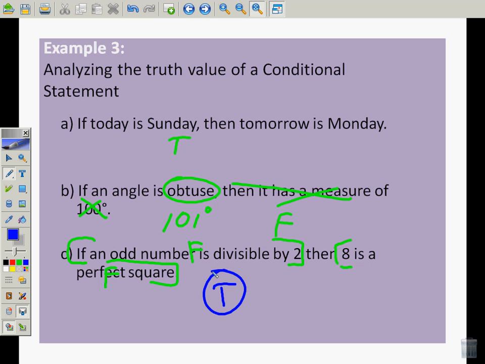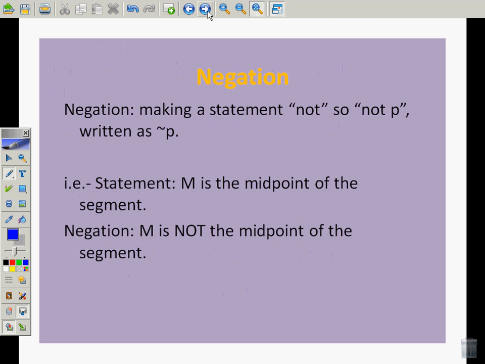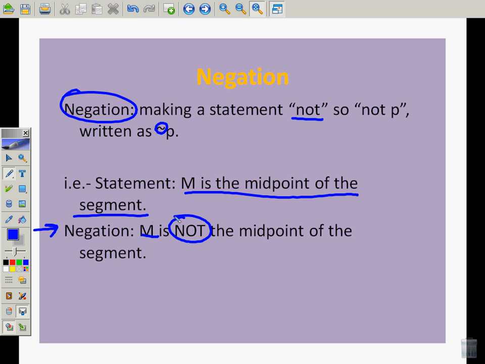Let's talk about negation. Negation is making something negative, making a statement not. So not P is written as tilde P. Very important. Okay? So the statement is M is the midpoint of the segment. We would negate it by saying M is not the midpoint of the segment. We could write this not P, or we could write not Q. Okay? So that's the symbolic notation for that.